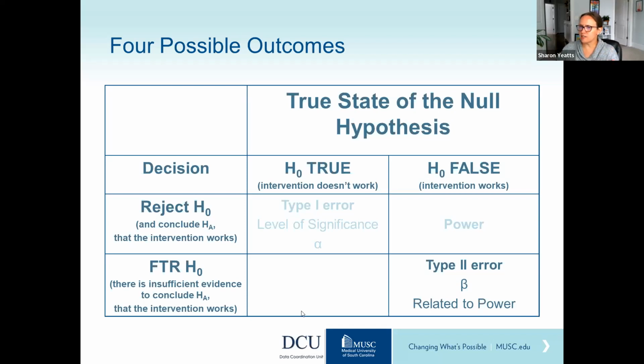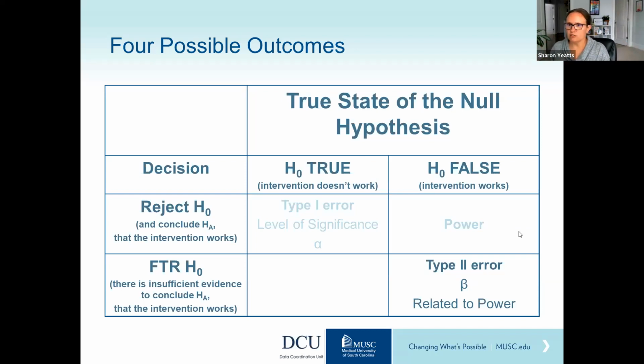The first correct decision is that you reject the null hypothesis when in fact the null is false. So the intervention actually does do something and you are able to conclude that it does do something. And that's a wonderful thing, right? You write manuscripts, you present at conferences, and everybody is happy. That's the first correct decision.